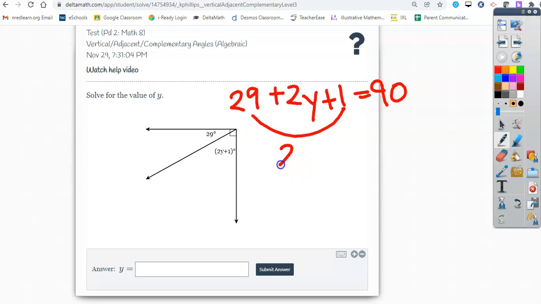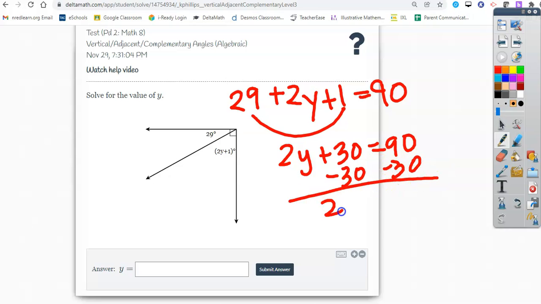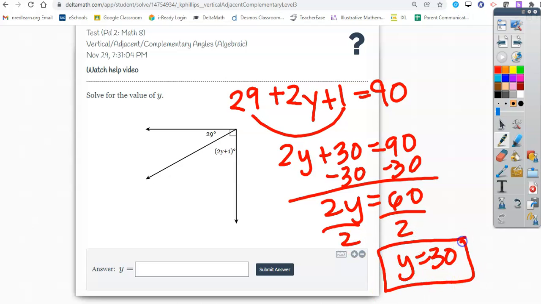Combine like terms. 29 plus 1 is 30. 2y has nobody to combine with. Subtract 30 from both sides. Divide both sides by 2. And I have solved my algebraic equation. The missing angle measure is 30. Or sorry, not the missing angle measure. The value of y. Value of y is 30.